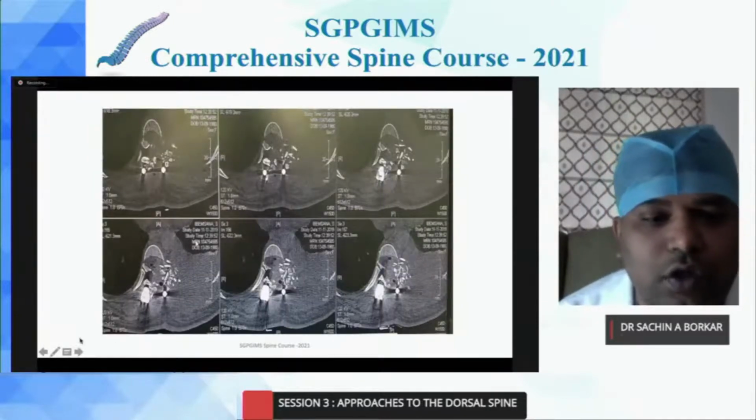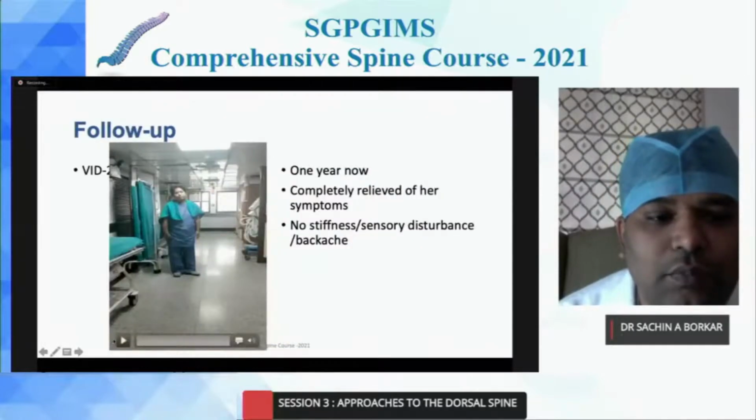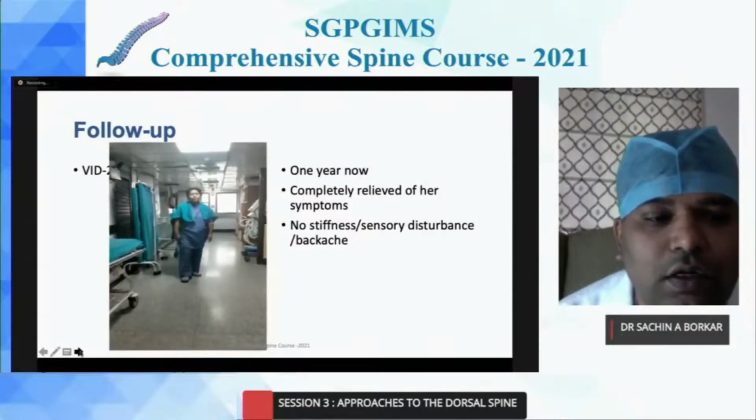This is what has been achieved post-op, and the patient did well. There are no deficit.